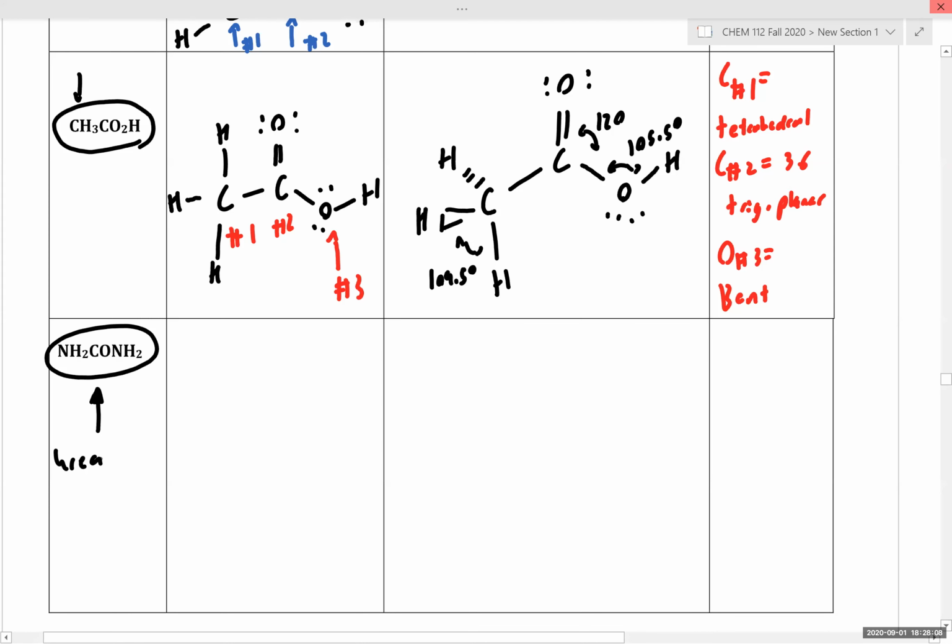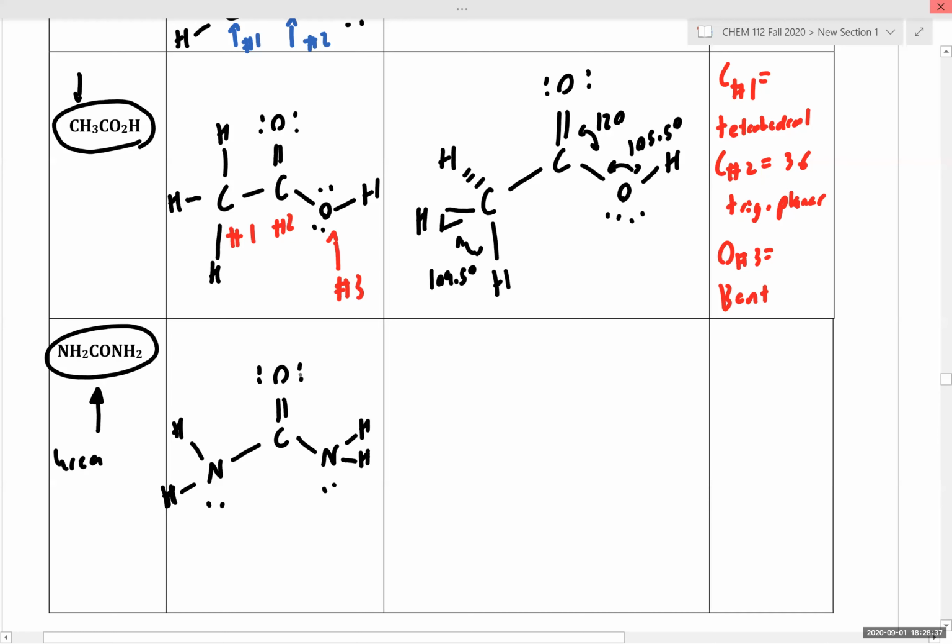So for people who say, oh, this isn't biologically relevant, we're looking at all sorts of molecules that pop up a lot in your biochemistry and biology textbooks. So drawing out our Lewis structure from our different functional groups, we end up with a structure that looks something like this.